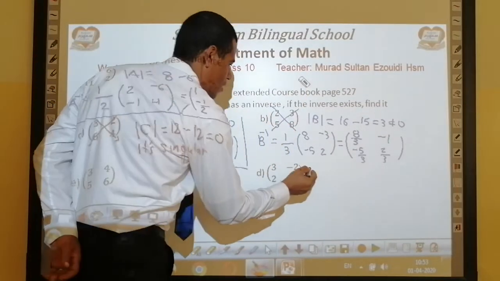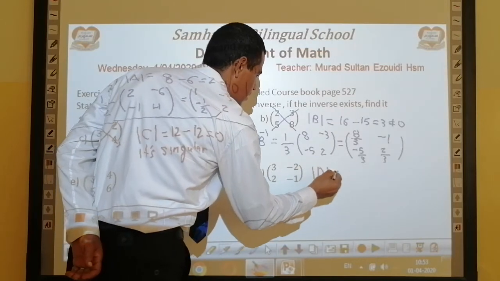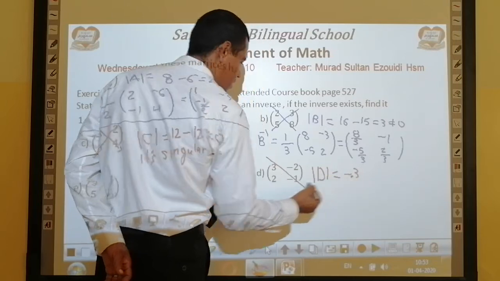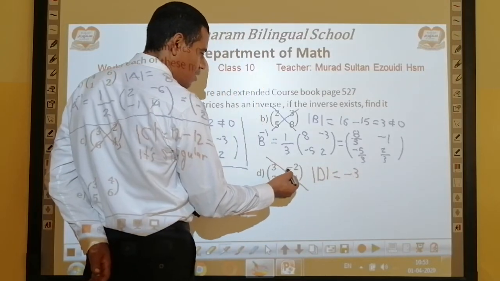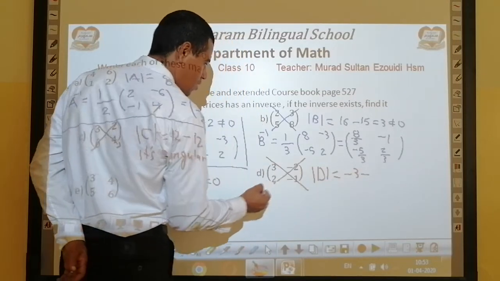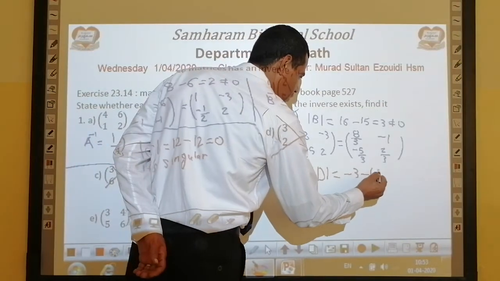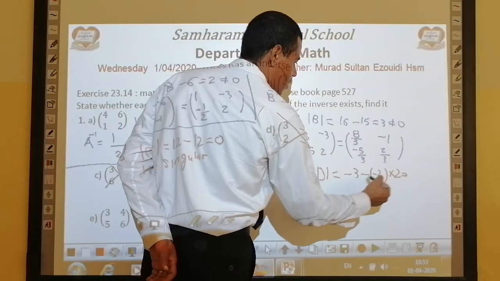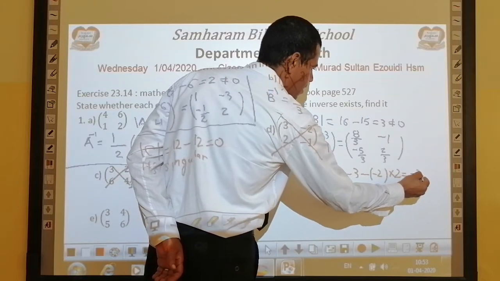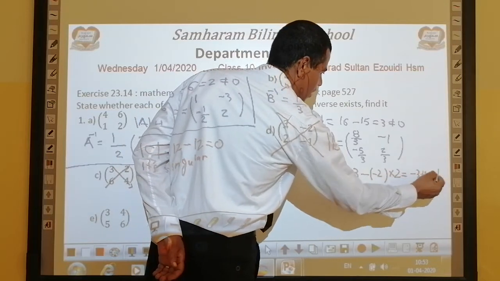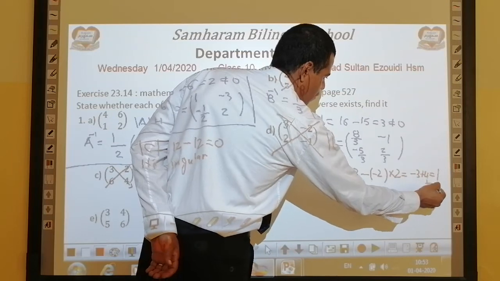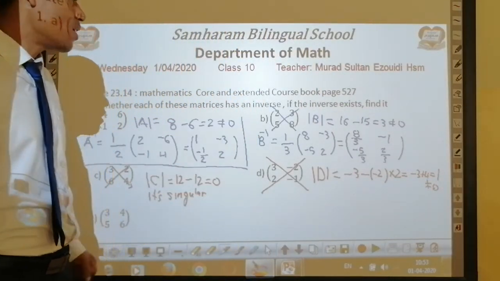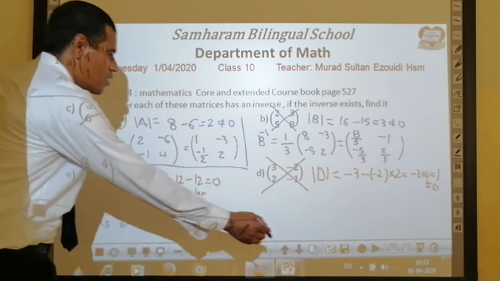Okay. So the determinant of matrix D is 3 multiplied by -1, which is -3. Then there is -2 multiplied by 2, which equals -4, so -3 plus 4 equals 1. Is it different to 0? Of course, yes. So it has an inverse. What is the inverse?